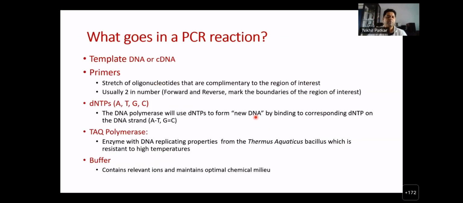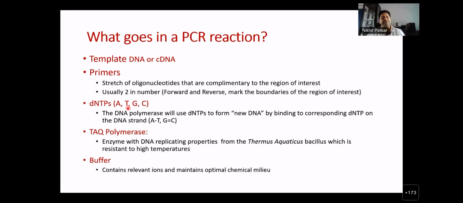So I'm going to just briefly talk about what goes into a polymerase chain reaction. I understand this will also be talked about by some of my other colleagues, but it's important to understand a little bit about this. Every PCR reaction has a template nucleic acid, which is a DNA or a cDNA. You always have primers, which are stretches of nucleotides that are complementary or reverse complementary to the region of interest. They are usually 2 in number. They can be more, but they are never less.